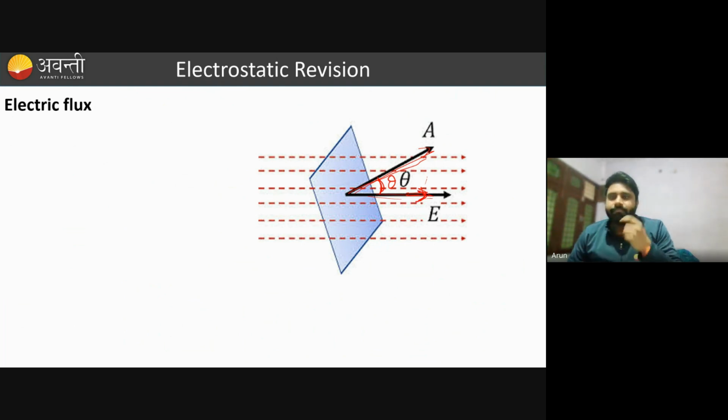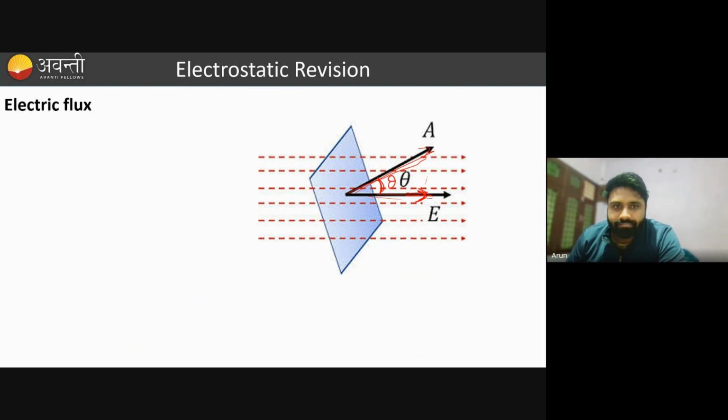There are two different terms: the electric field, the area vector, and the area itself, the plane. So the plane should be perpendicular to the electric field. Let's say this is the electric field and this is the plane which is at 90° to it. So the area vector is always perpendicular to the surface. So the area vector is along with E for the flux.